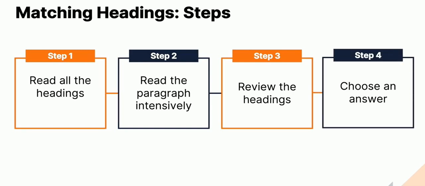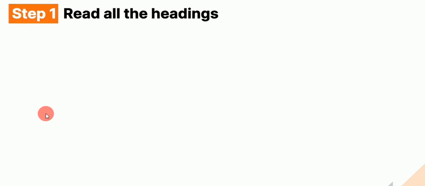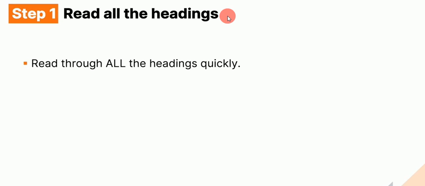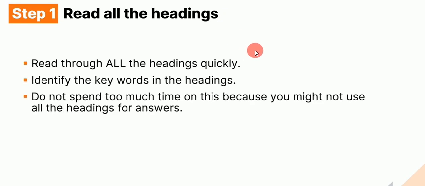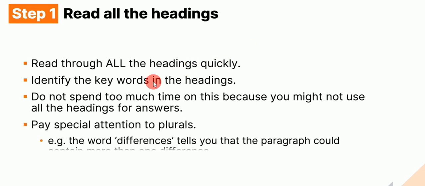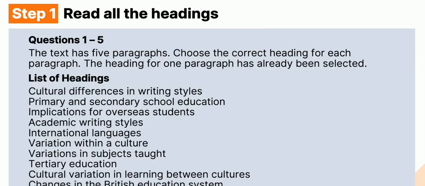The first and very important step after skimming the passage is to quickly read all the headings. As you read, identify the keywords. Do not spend too much time on this because you might not use all the headings for answers. Pay attention to plurals. Why? Well, because, for example, the word differences tells you that the paragraph this heading matches to probably contains more than one difference.